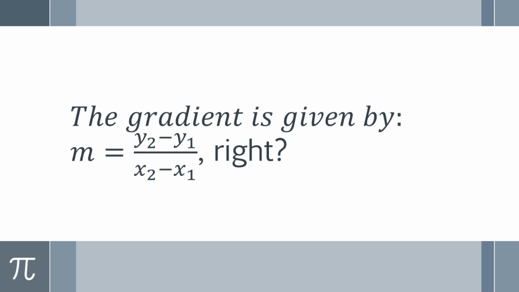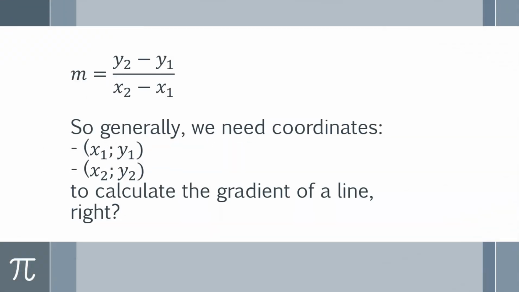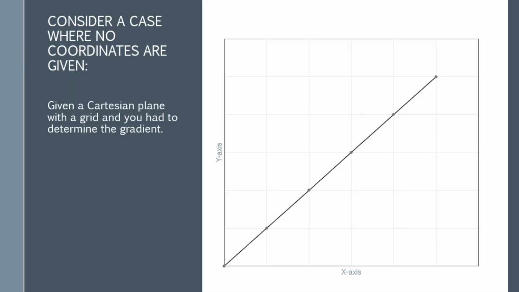Now, if we are calculating a gradient, that means we need coordinates in that case. But take a case where you didn't have coordinates. If you had a line going through an axis with a grid. Now, in that case, you wouldn't be able to calculate the gradient because you don't have coordinates.